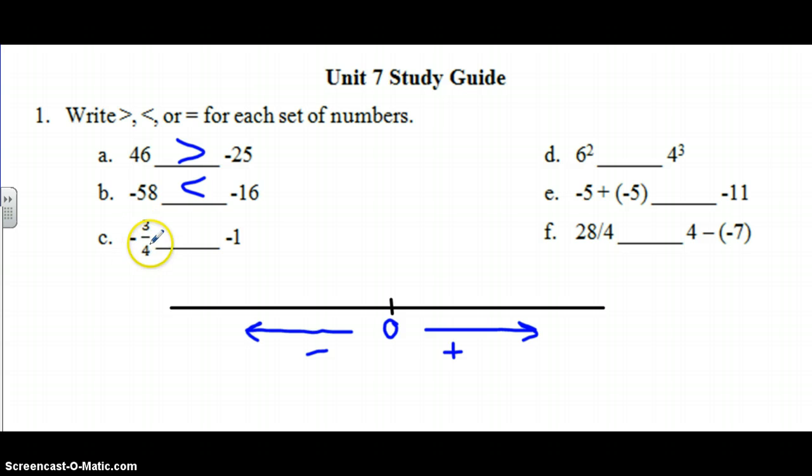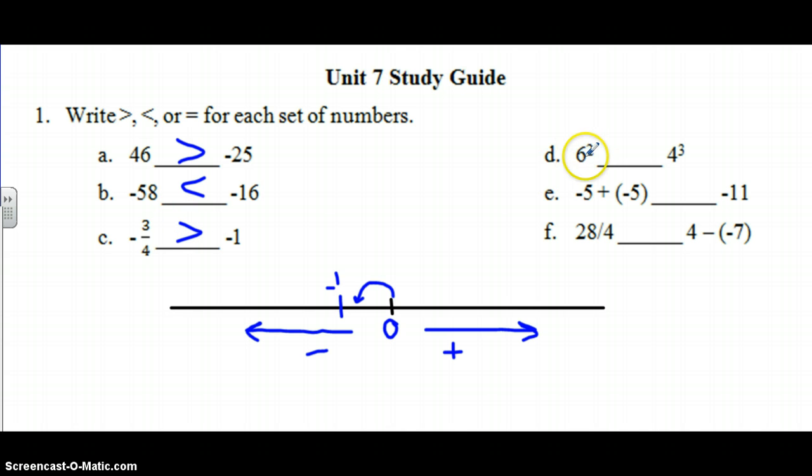Same goes with negative 3/4 and negative 1. We are here, this would be where negative 1 would be, and negative 3/4 is between 0 and negative 1, 3/4 of the way, so negative 3/4 is actually a greater number.